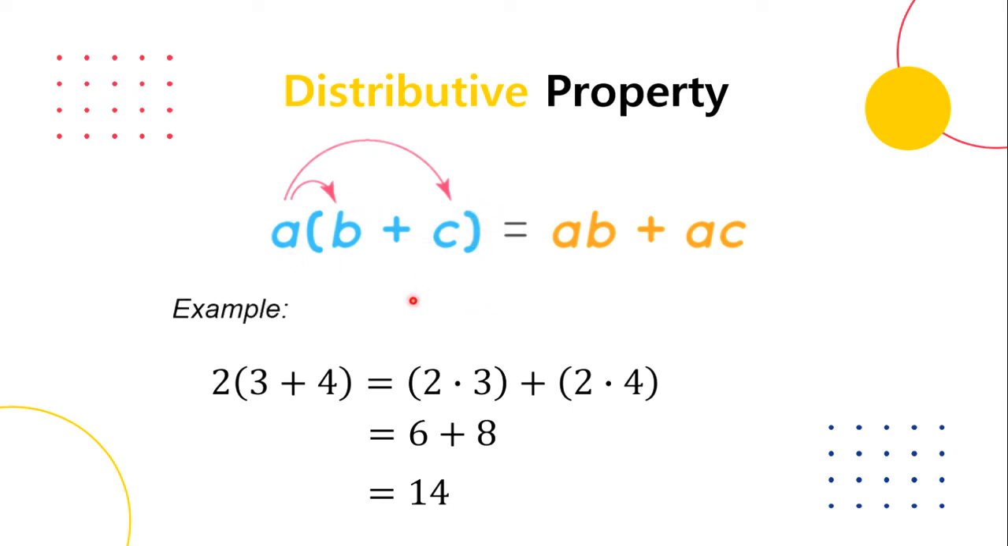Alright, example: we have 2 times the quantity of 3 plus 4. So that would be 2 distributed to 3, or multiply 2 times 3, that is 6. Same way, 2 times 4, we multiply or distribute the 2 to 4, the second term, that is 8. So 6 plus 8 is equal to 14.